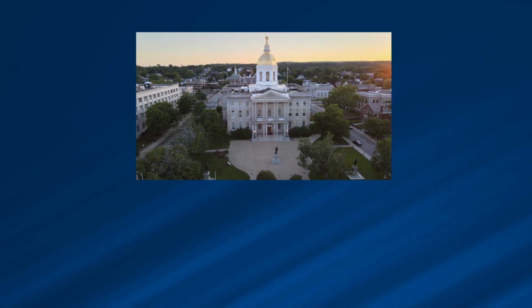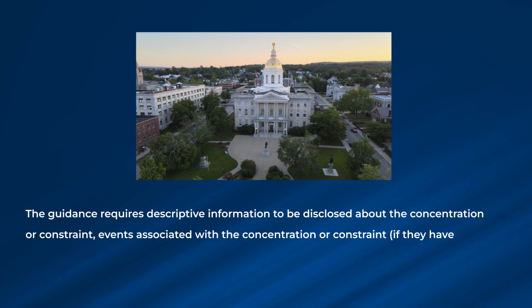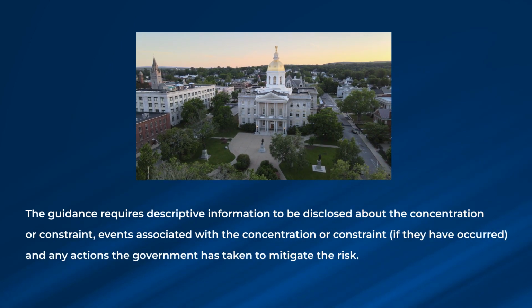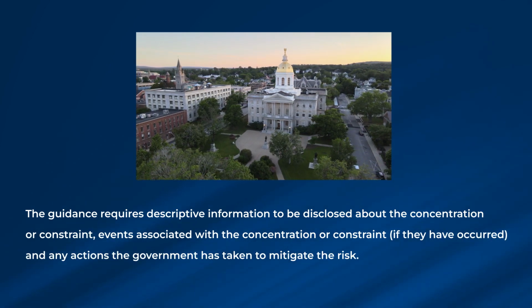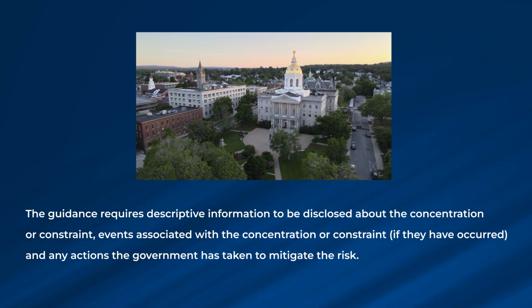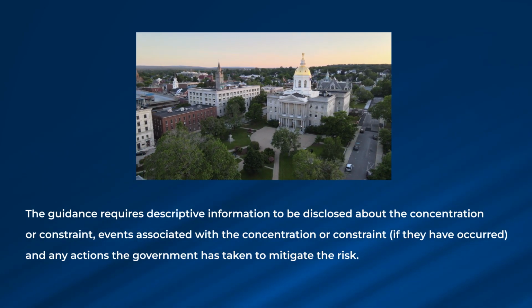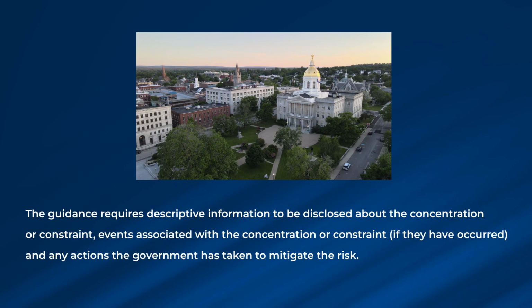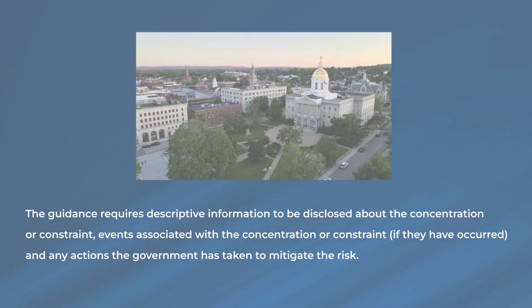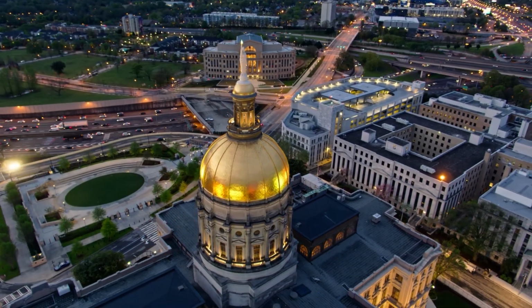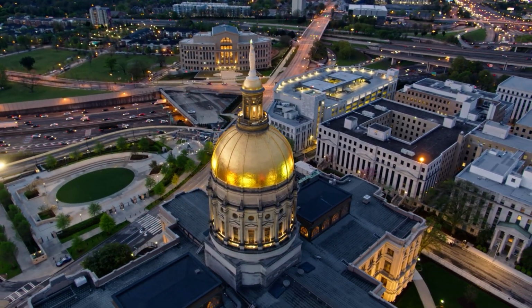If a government meets all of the disclosure criteria, the guidance requires descriptive information to be disclosed about the concentration or constraint, events associated with the concentration or constraint if they have occurred, and any actions the government has taken to mitigate the risk. The information should be provided in detail that is sufficient to allow users of financial statements to understand the nature of the circumstances and the government's vulnerability to the risk of a substantial impact.